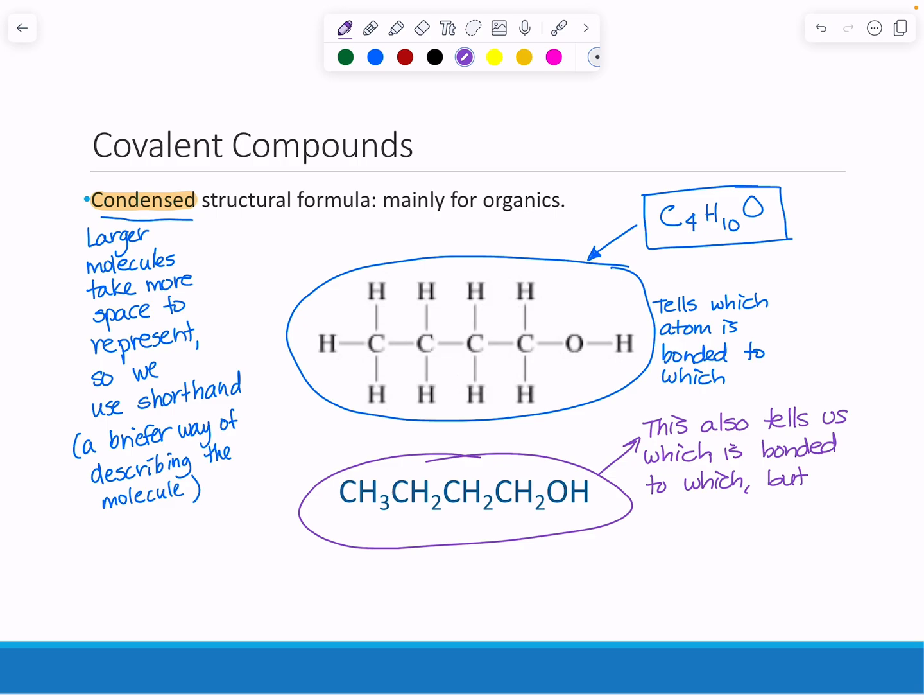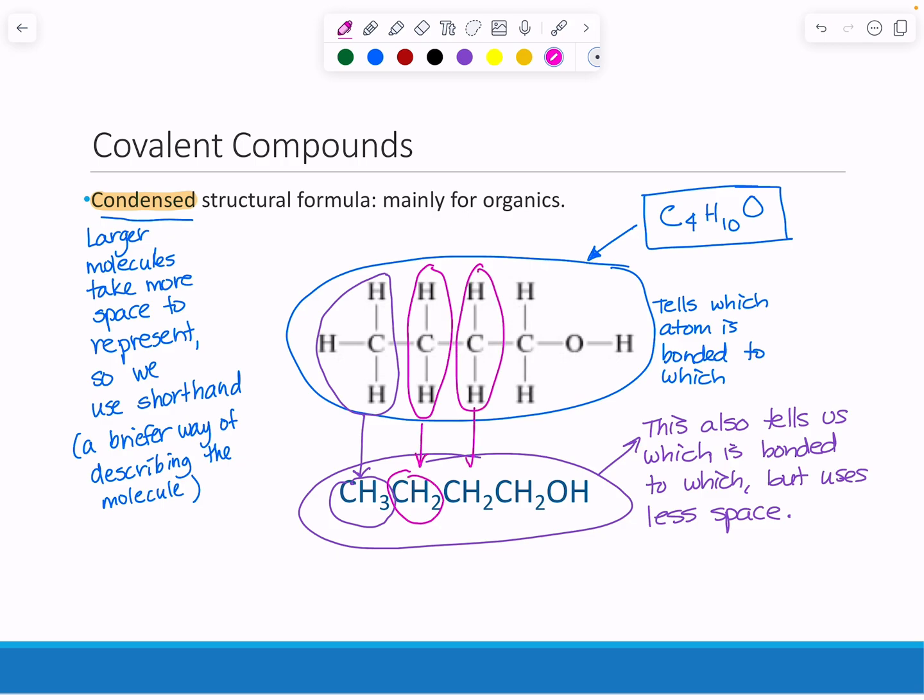But uses less space. Right? All right. So CH3 represents this. So this right here represents that part of the molecule. And then this part here is represented by the CH2, and so on and so forth. So each successive part is represented by a shorthand, and then the OH at the end.